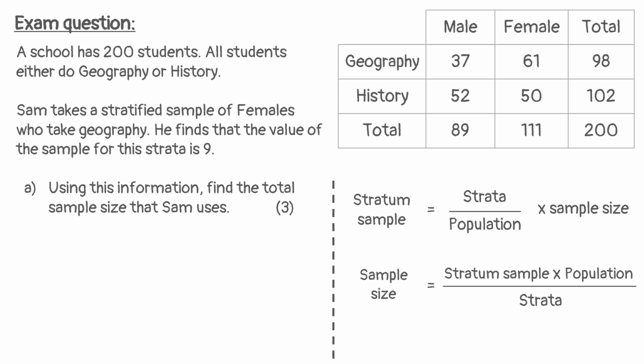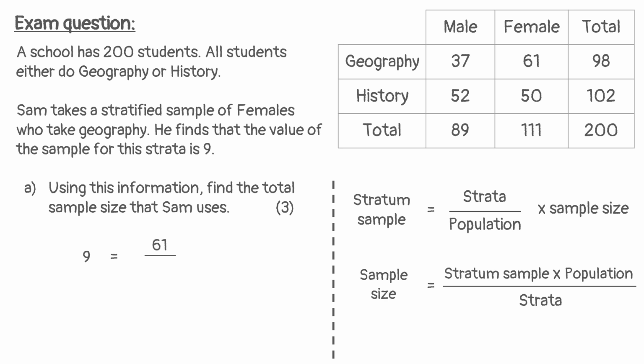I'm just going to substitute what I know. The strata for his sample was 9. It says that in the question here. We'll put that in place for the first formula. Now that is the actual strata. It's geography students that are females. Now look at the table and identify what value that is. Take your time to see which value it is. You should have seen that it's 61 students.